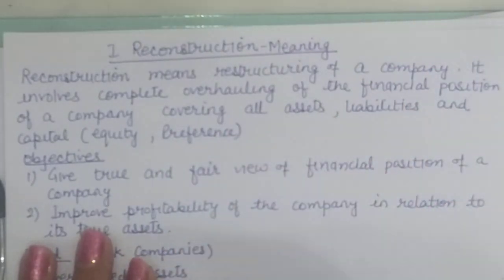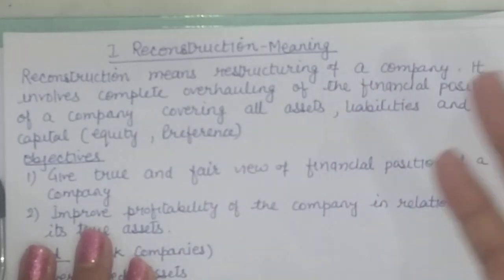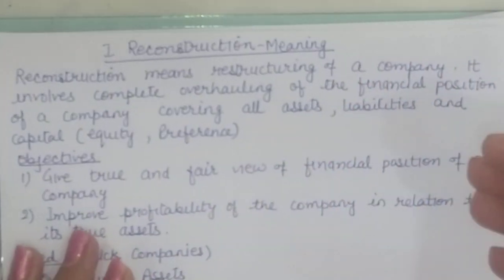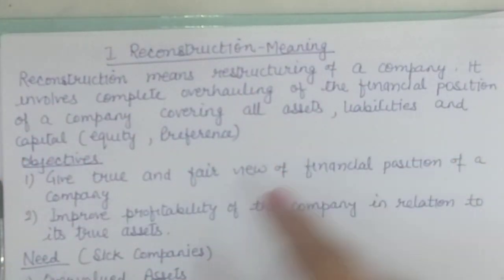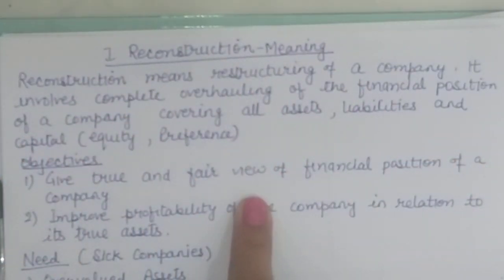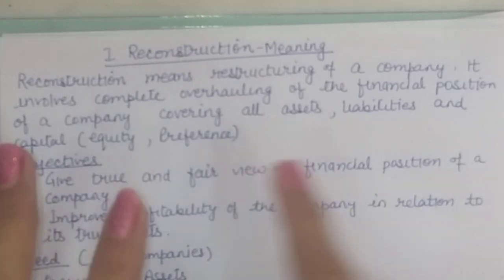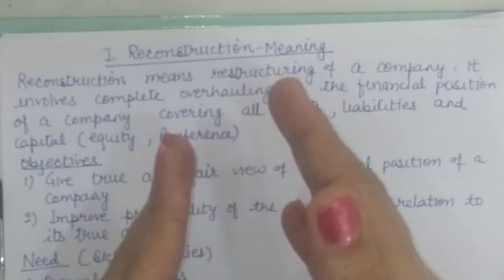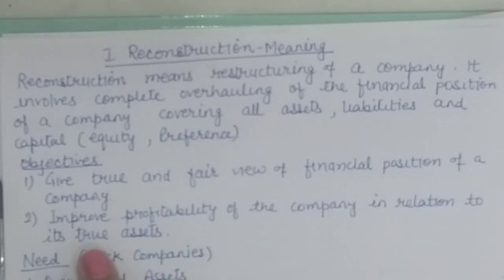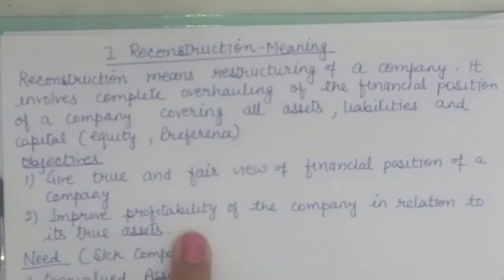You are to adjust the values of assets, claims of liabilities and the owners, that is the shareholders, in such a manner that the new, adjusted financial position gives us true and fair view of the position of the company. And when we show the assets and liabilities at their true value, it means the profitability of the company will improve in relation to its true assets.